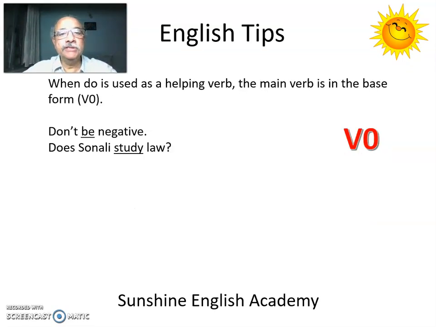Let's look at some rules. When do is used as a helping verb, the main verb must be in the base form or the V0 form. Don't be negative. In this sentence, do is our helping verb and be is the main verb. Be is the base form of the verb. Next sentence, does Sonali study law? Does is our helping verb and hence study is the main verb in the base form.